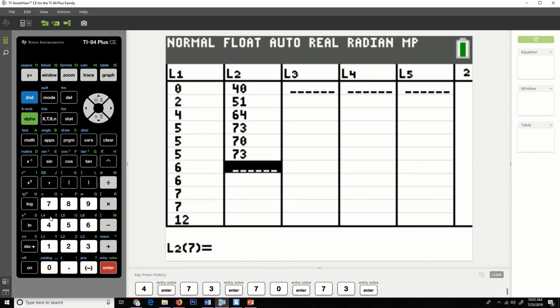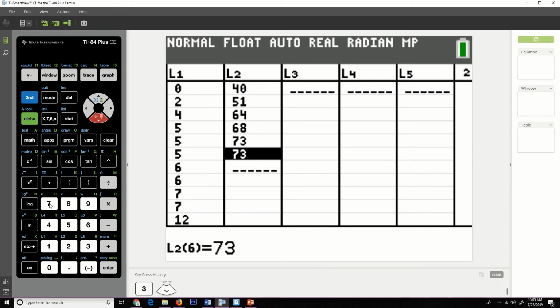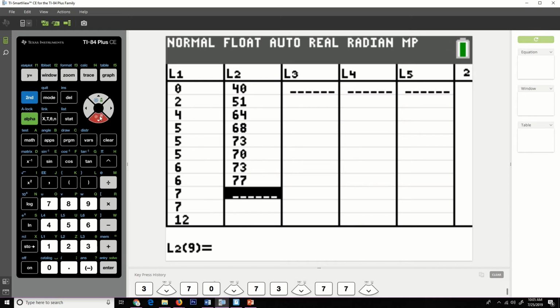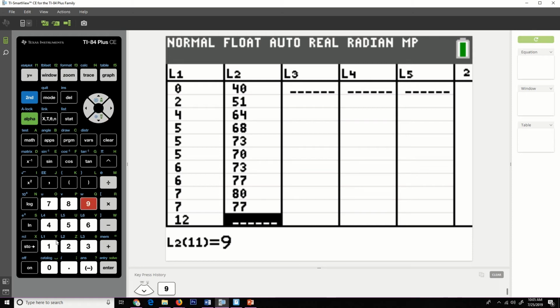Wait a second. I screwed that up. Let's go back up here. The first 5 has a 68, and then there's a 73, and then a 70, and then another 73 for the first 6. Let's make sure I get this right here. 77 for the second 6, then an 80 for the first 7, and then a 77 for the second 7, and then a 91 for the 12.